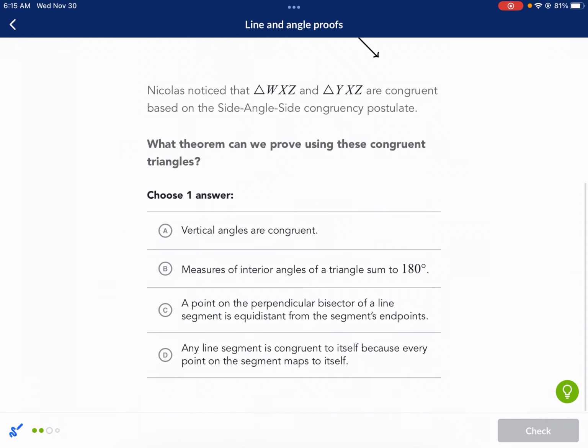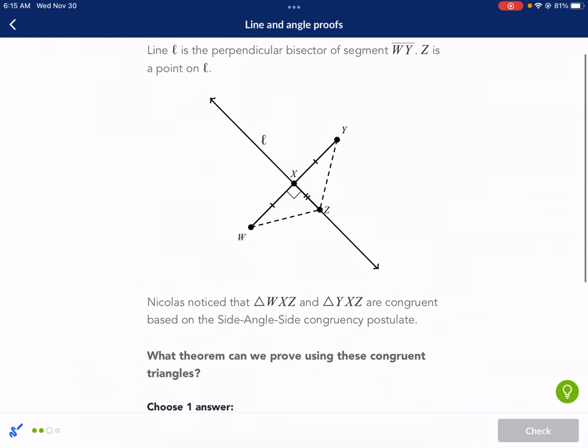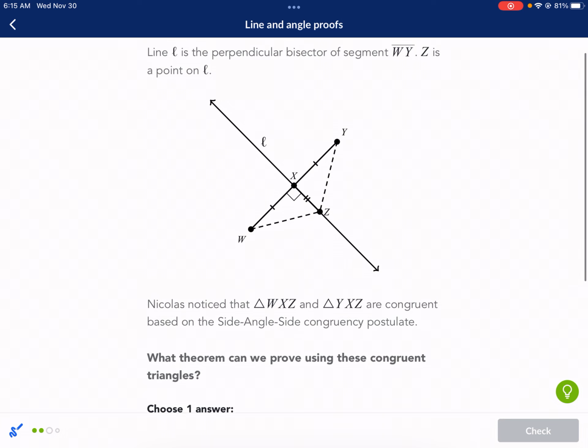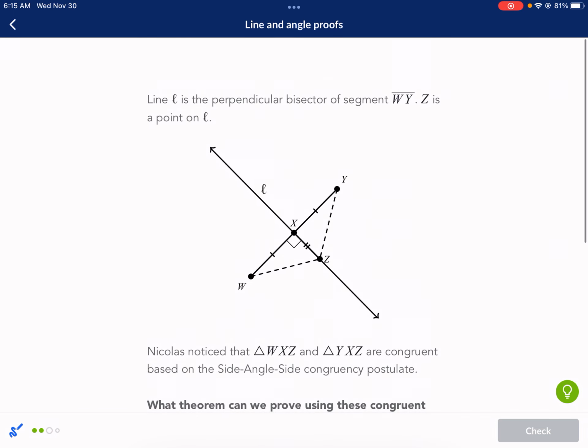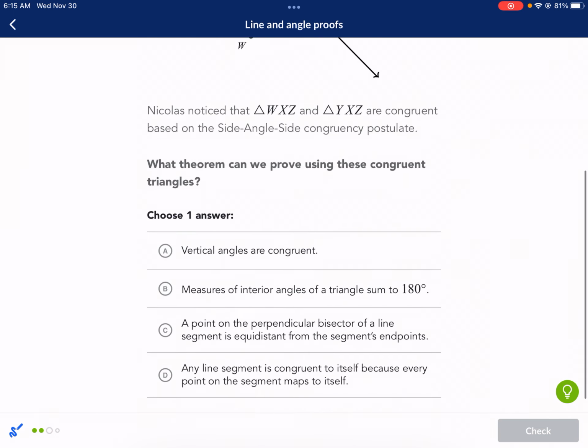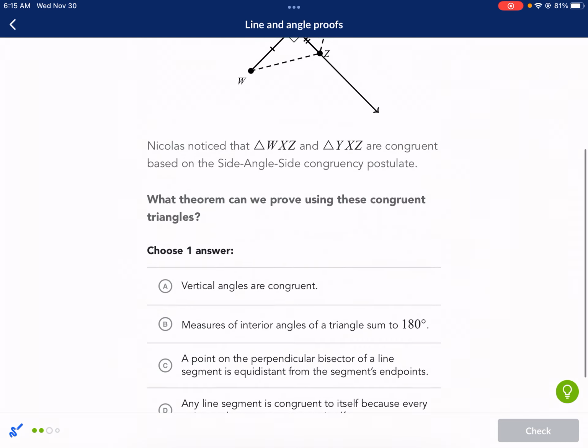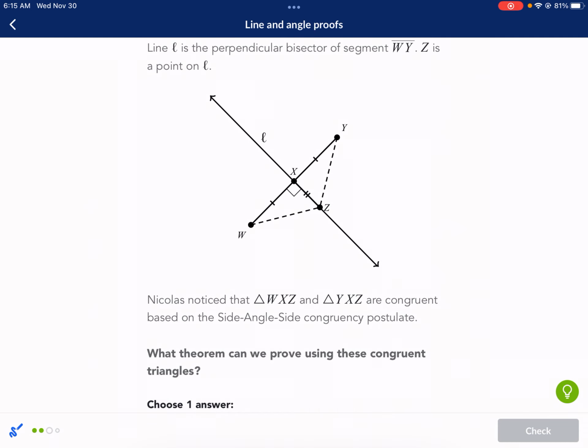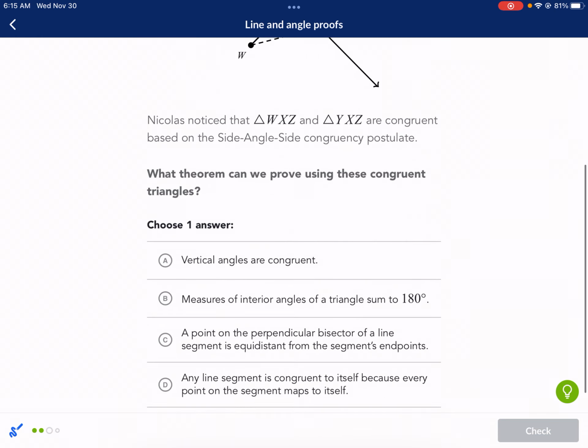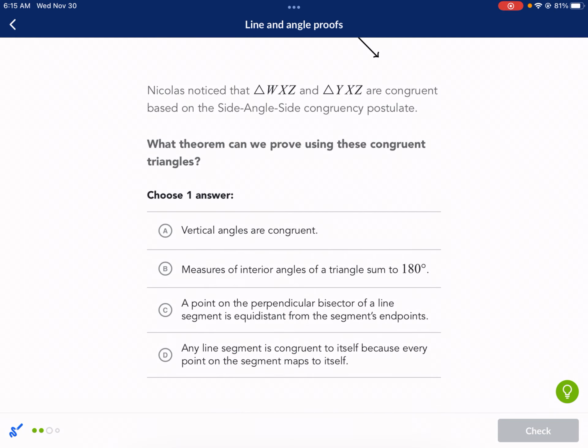Okay, measures of interior angles of a triangle sum to 180. That is true, but I'm not sure it really helps us with this problem at all. I mean, that's a true statement, but that's not really helping us based on side angle side congruency. I have a feeling it's going to be more like, I don't know, let's just keep reading the options. A point on the perpendicular bisector of a line segment is equidistant from the segment's endpoints. That one's looking promising. Let me read the last one.